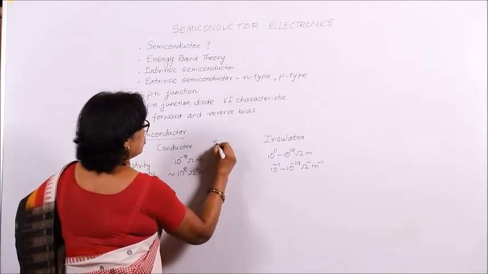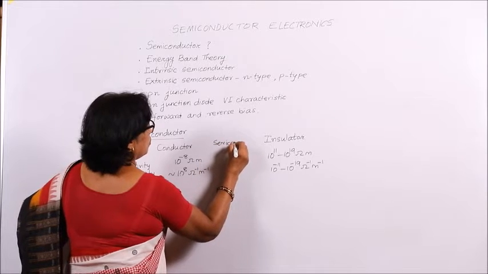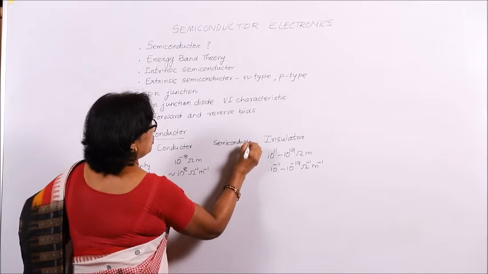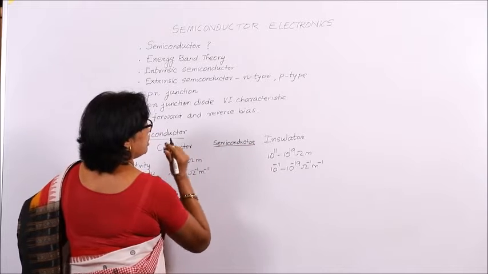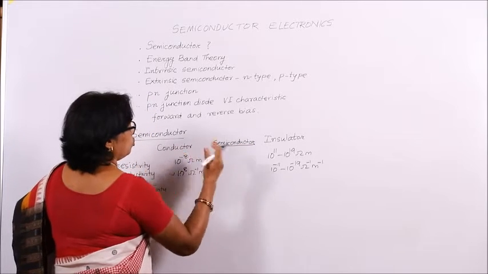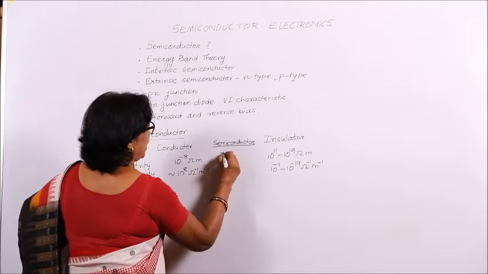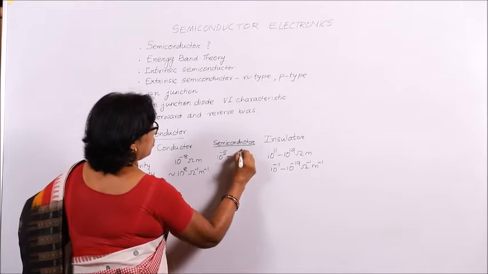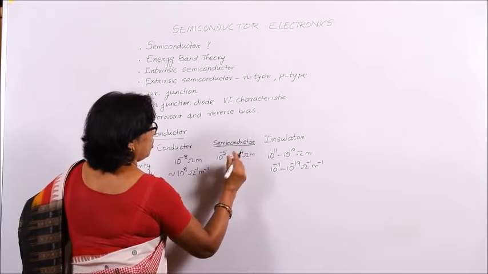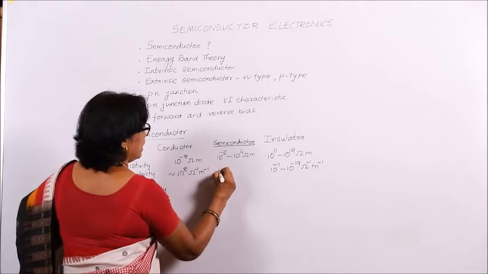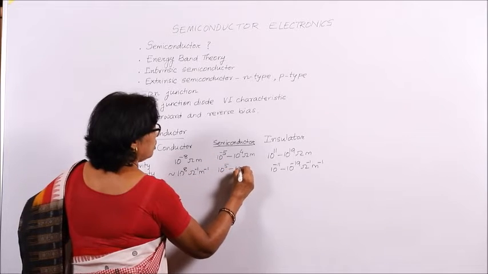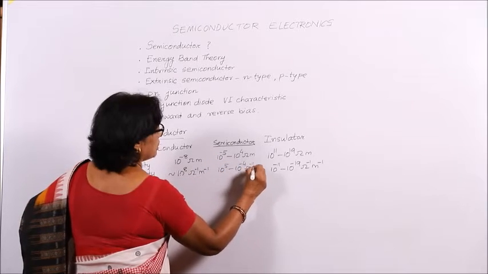A semiconductor is a material which lies between these two. The conductivity of a semiconductor is within these two limits, with resistivity from 10^-5 to 10^4 ohm meter. If I take the inverse of that, conductivity is 10^5 to 10^-4 ohm^-1 m^-1.